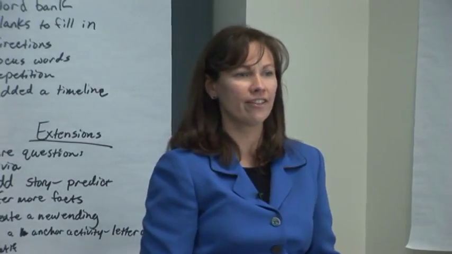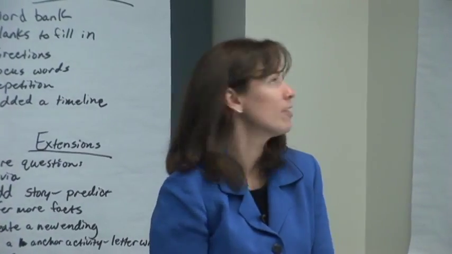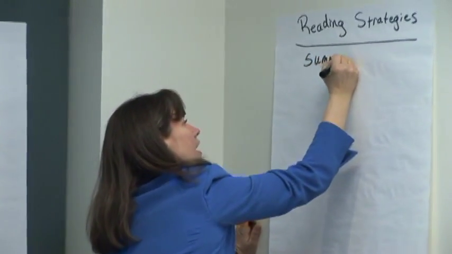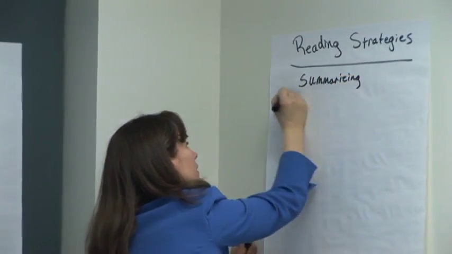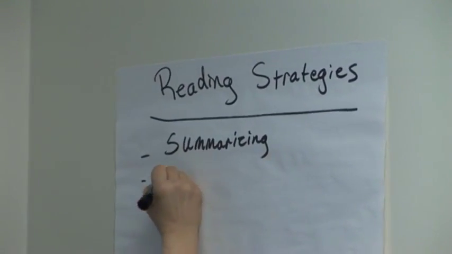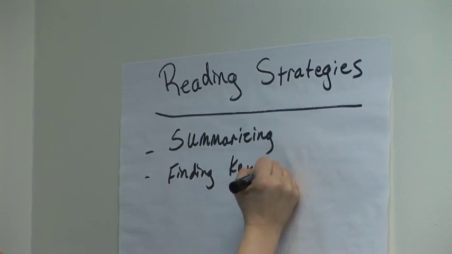I'm wondering, what reading strategies did we use so far? What do we use in this activity here? What reading strategies are we using? We were using summarizing, which is a good one. We do it in the elementary school and in the high school. What else were we using? Identifying key terms. Mm-hmm. What else were we using?